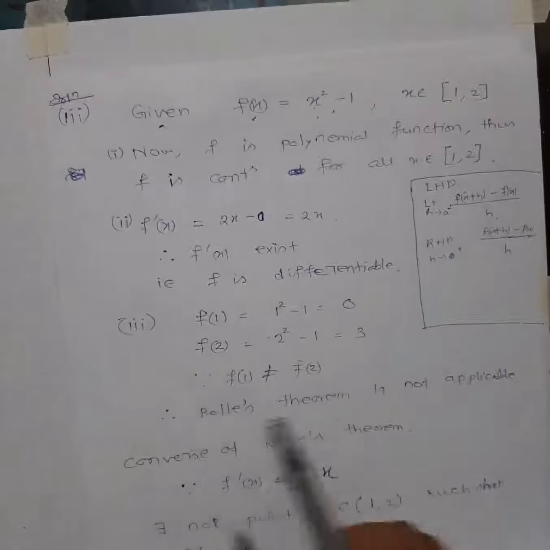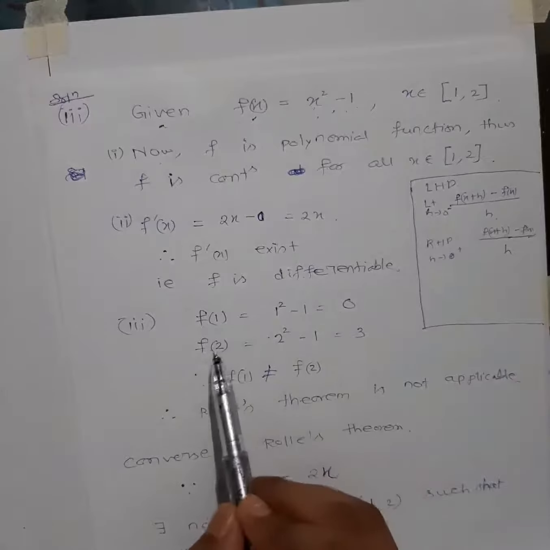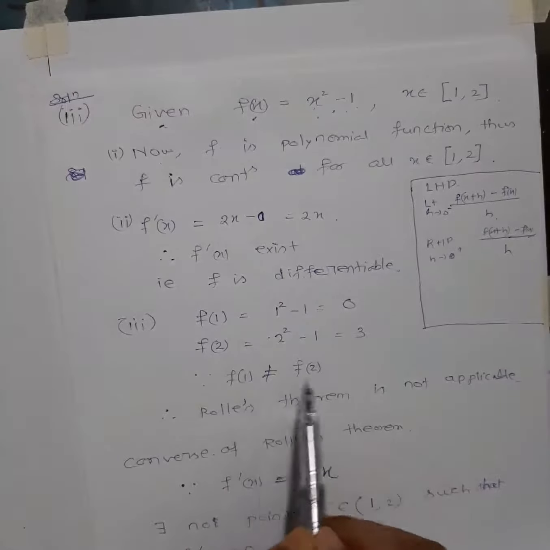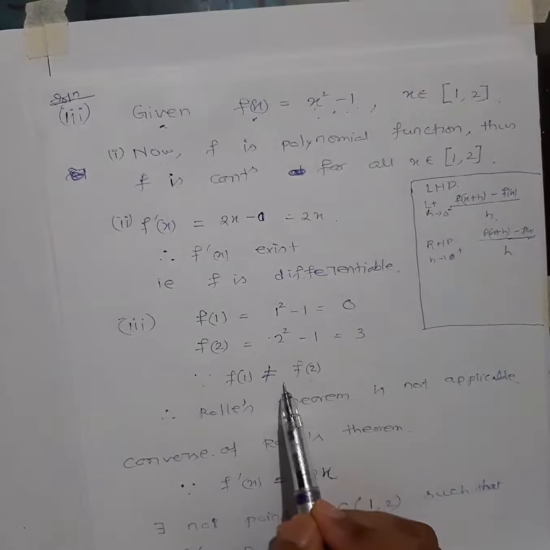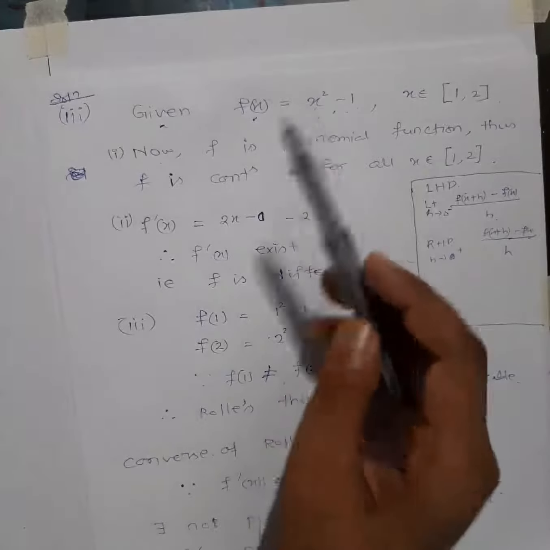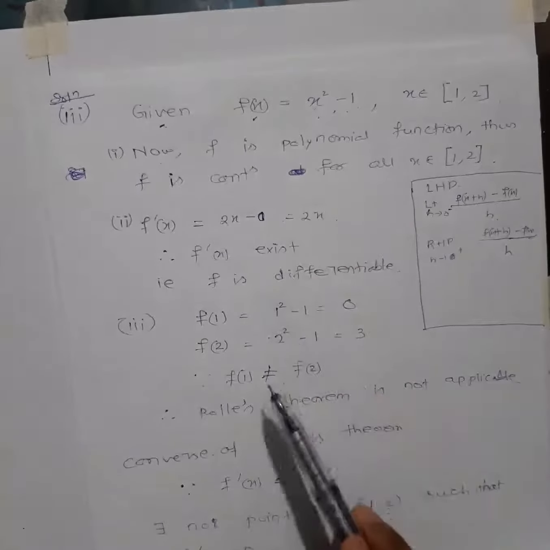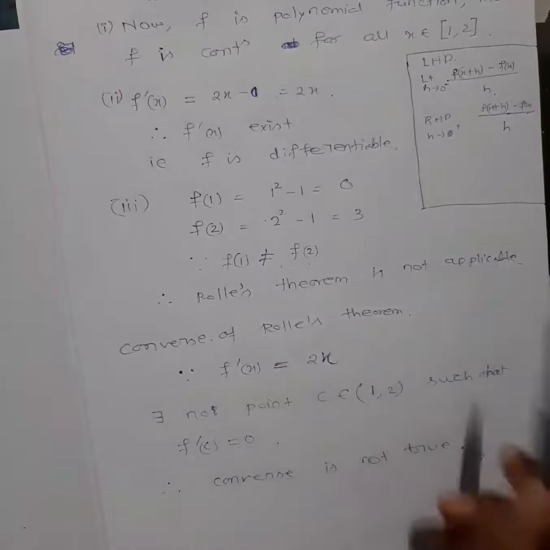Okay, fine. Now the third condition, we will check whether it is the same or not, and you will see that f of 1 is equal to 0, f of 2 is equal to 3. So obviously they are not equal, and f of 1 and f of 2 not equal means the third condition is not satisfied. So Rolle's theorem is not applicable here. Why? Because the first and second conditions are satisfied, but the third is not, right? So therefore Rolle's theorem is not applicable.